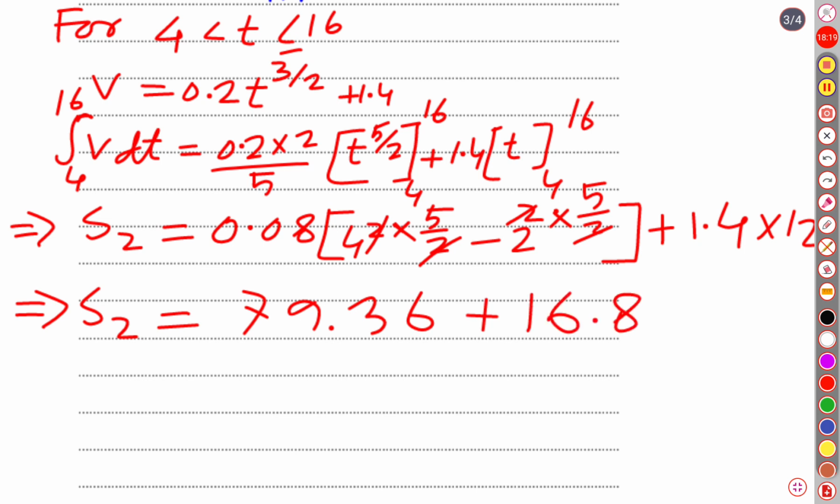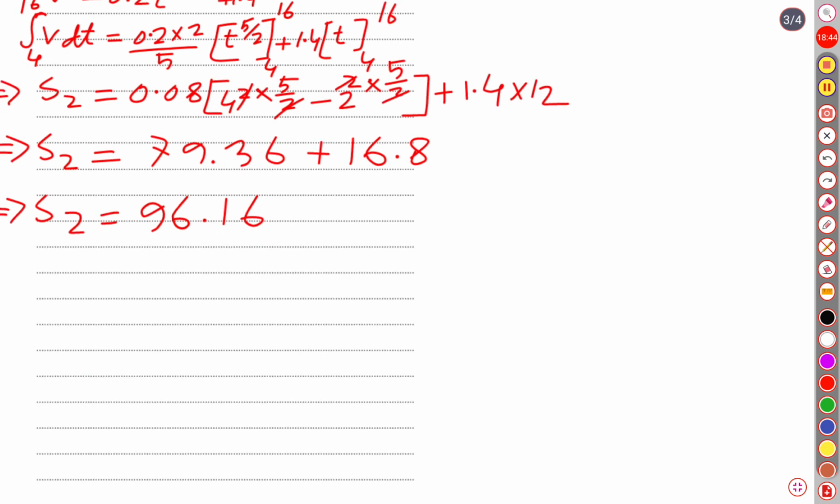If we add up these two quantities, it is going to be 79 and 16, so 95, so 96.16, since 36 plus 8 is 16. So this is the distance traveled by the particle in the second phase, starting from the 4th second to the 16th second.